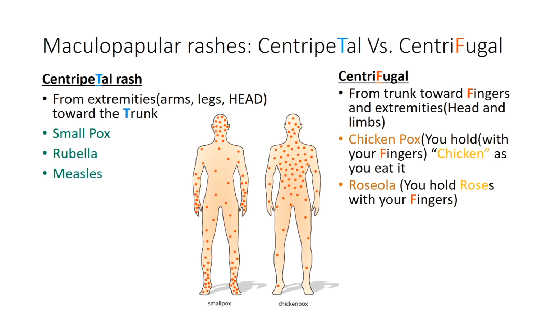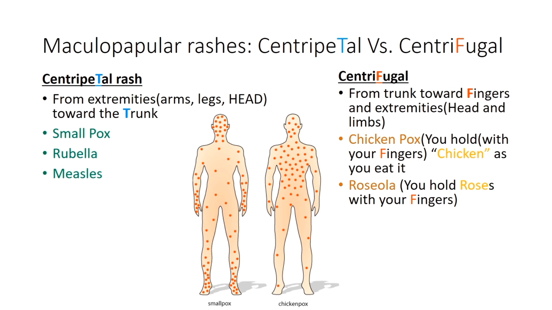So I want to describe the basis of our maculopapular rashes. There are only a few, and they present in different progressions. How we organize them is based on how the rash presents initially and how it migrates across the body. That's separated into centripetal and centrifugal rashes, and this is really easy to remember if you put it the way I have it here.